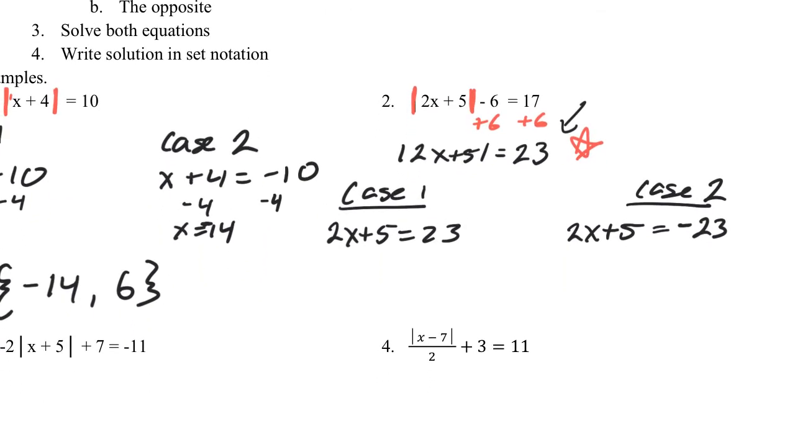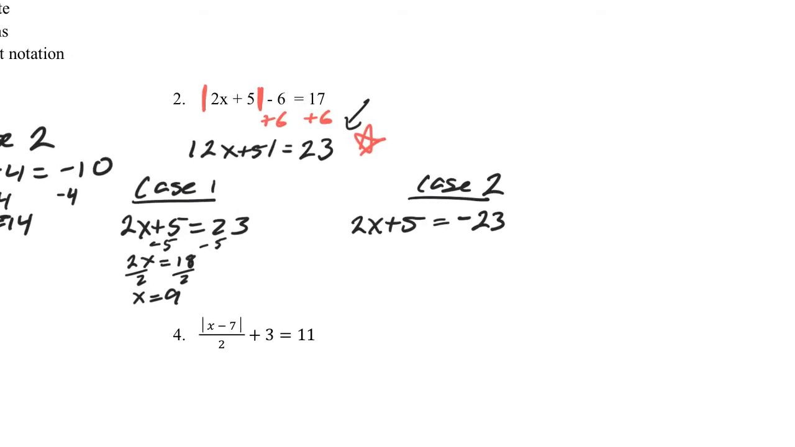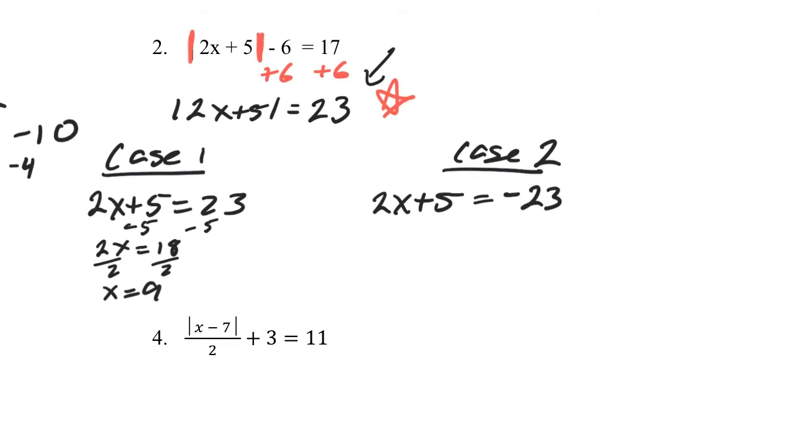We can go ahead and solve. Subtracting 5, we get that 2x equals 18. Divide both sides by 2, x equals 9. And then case 2, subtract 5 from both sides. Oops, got some zooming issues there.